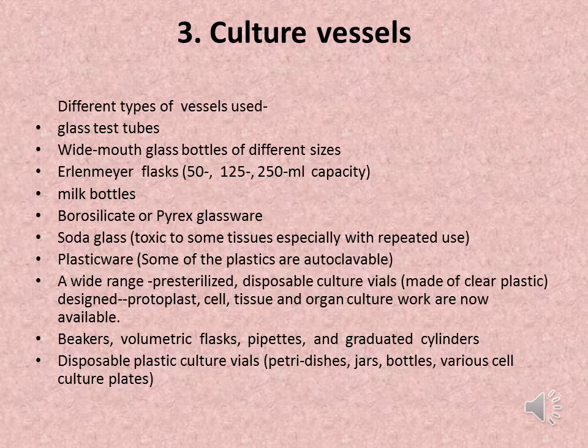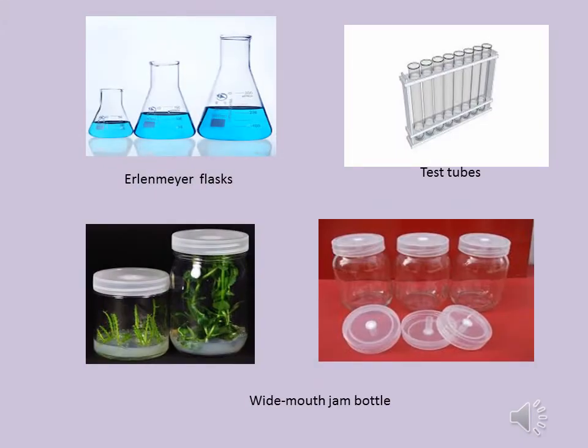Beakers, volumetric flasks, pipettes and graduated cylinders are also used. Disposable plastic culture vials include petri dishes, jars, bottles and various cell culture plates. The pictures show an Erlenmeyer flask, test tube, and wide mouth jam bottle. To prevent infection, glassware and plastic waste are properly washed and autoclaved. Glassware made of Pyrex or borosilicate glass is resistant to heat and less prone to breakage and scratches.